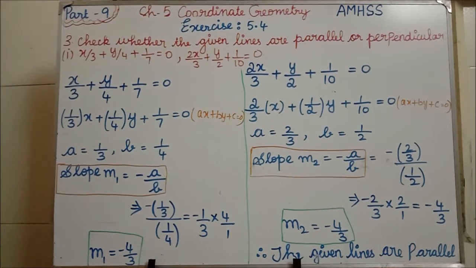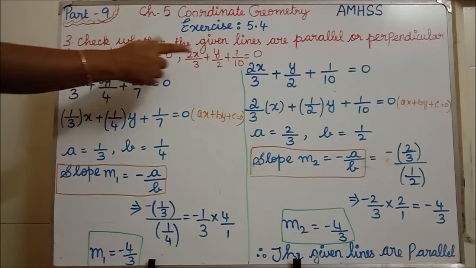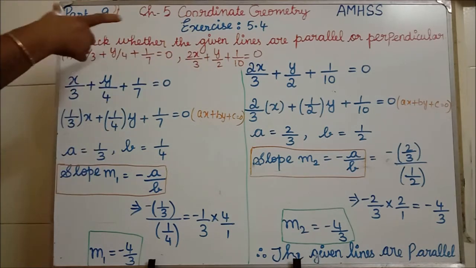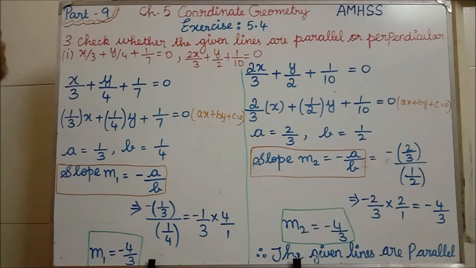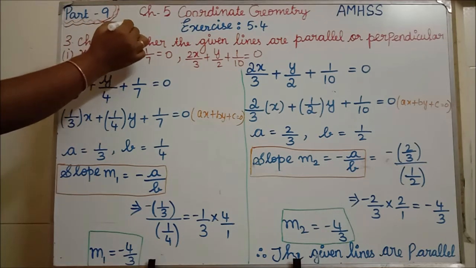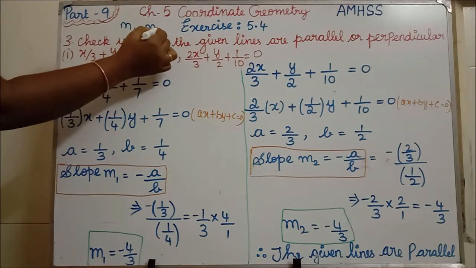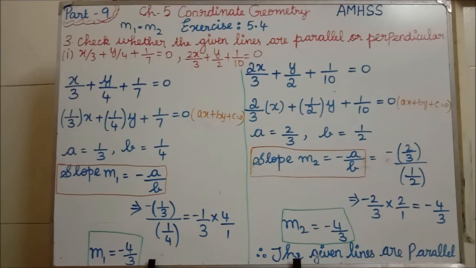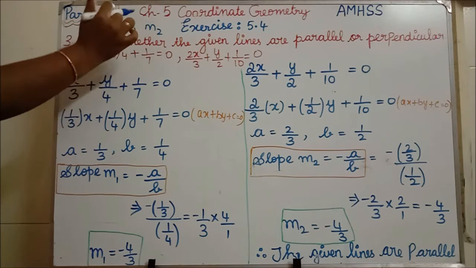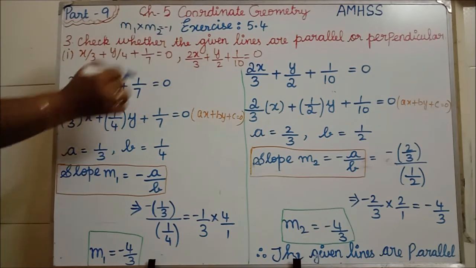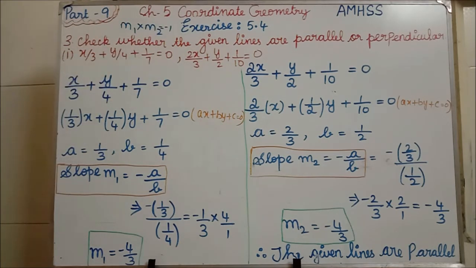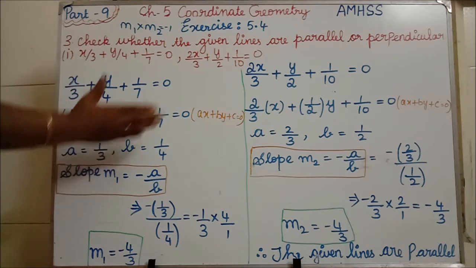Check whether the given lines are parallel or perpendicular. See what they were asking to check. They have given two equations and they were asking to check whether these two equations are parallel or perpendicular. We have to find. Clear? Parallel means how will it be parallel? When slope m1 is equal to m2, it is parallel, isn't it? Perpendicular means what? m1 into m2 is equal to minus 1. That is the perpendicular.